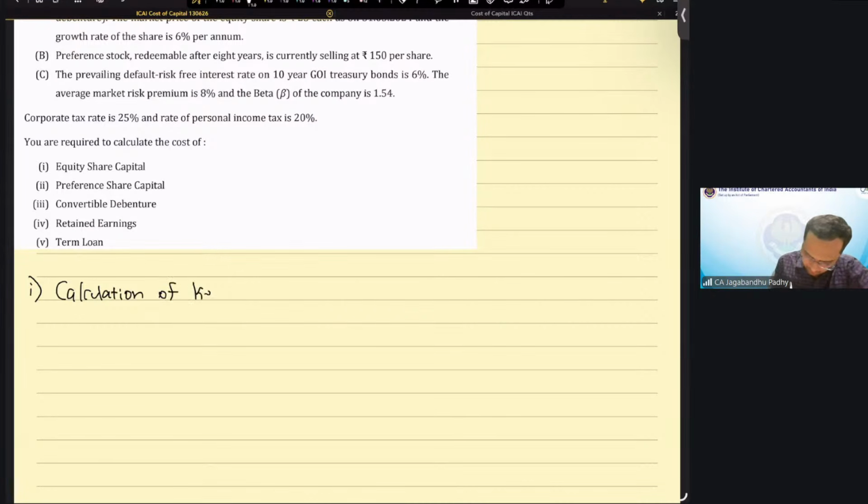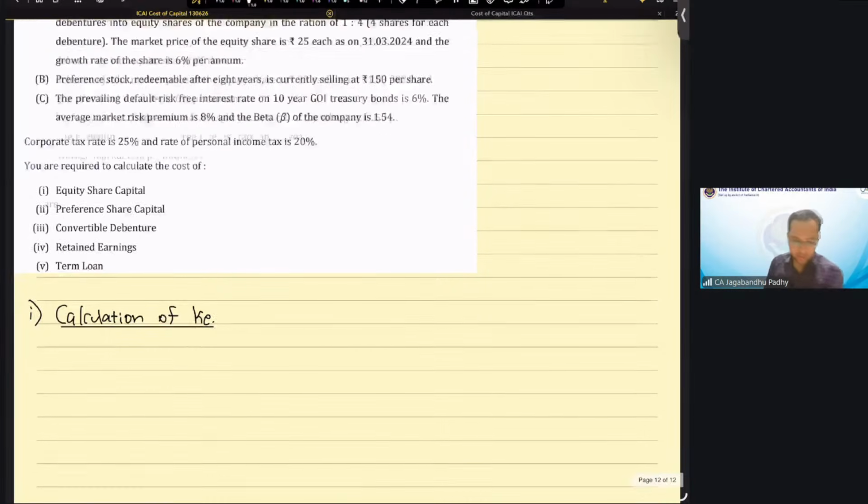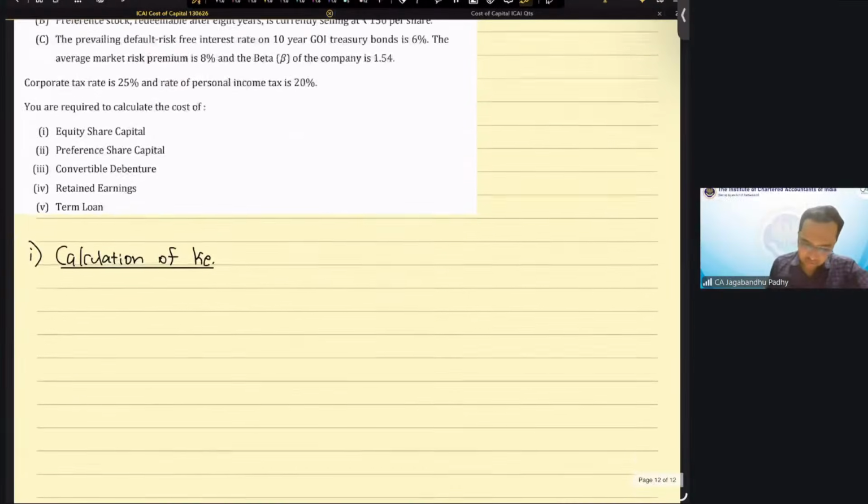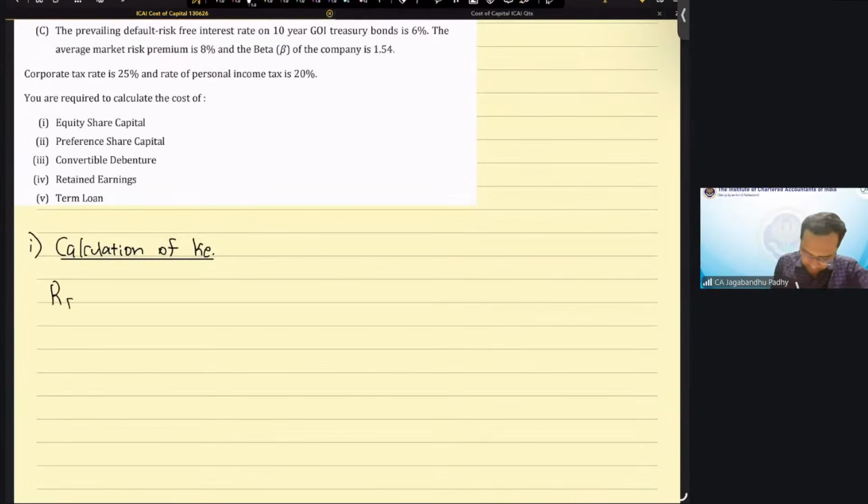Calculation of cost of equity, Ke. Cost of equity will be calculated as the company issued these shares, and we have certain numbers given to us, like the risk-free rate is 6%. Now this market risk premium of 8% is given. So what is this 8% number?